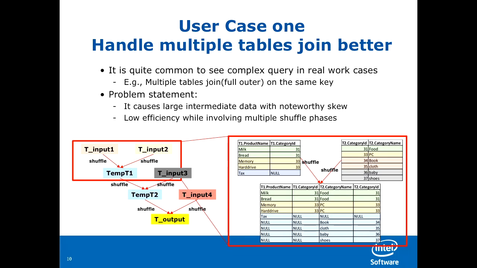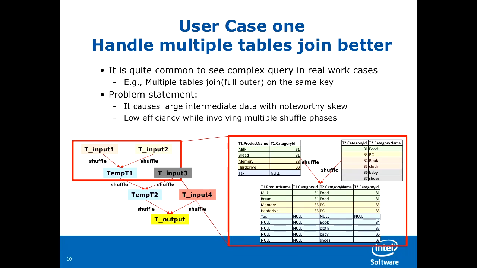So this example is about a multi-table join that we are trying to do in reality. The left figure is the original design. You can see that if we want to join 4 tables with the same key, in the previous design we need to split the whole join process into several phases. In every phase, we need to generate some temp tables and also result in a shuffle process.